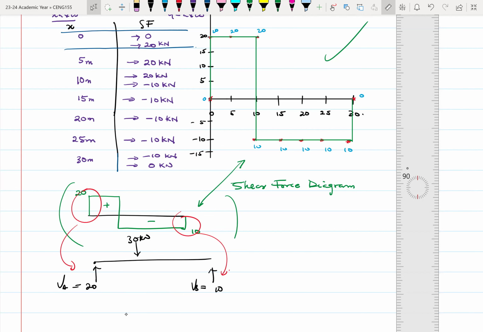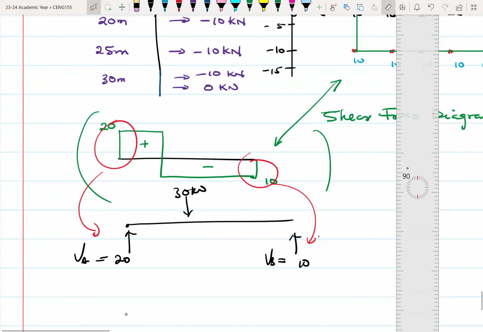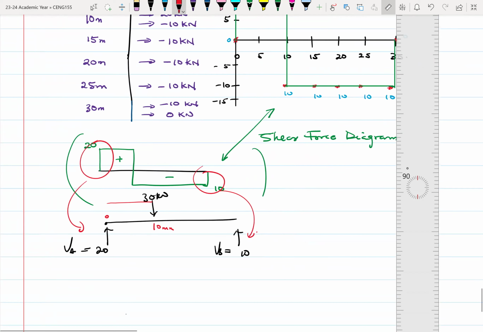All right. So if you look at it, between 0 and 10 meters, our shear force remains the same, right? So I can make a few deductions.